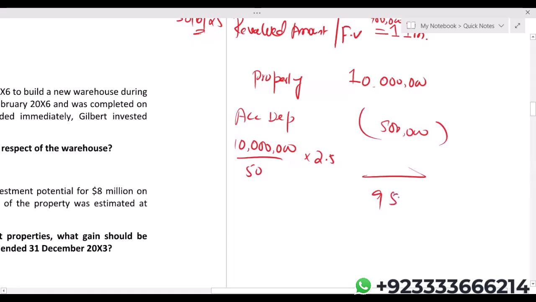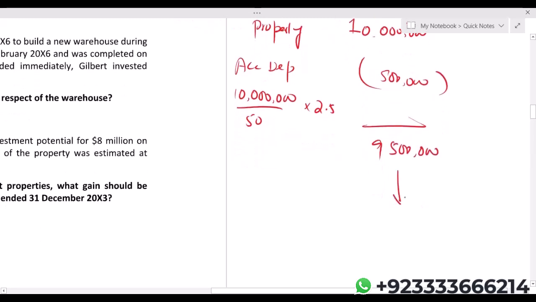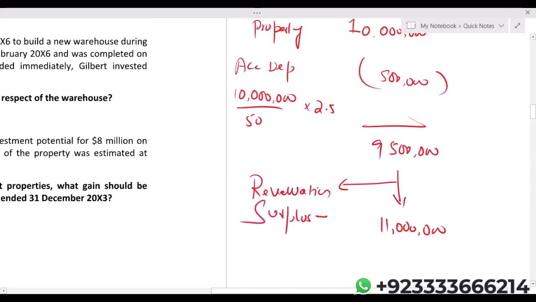9.5 million. Now, logically, this 9.5 million will be compared with 11 million. So the difference of these two values will be treated as revaluation surplus according to IAS 16, and that goes to OCI. A very important point is, either the company is using the cost model or the revaluation model.